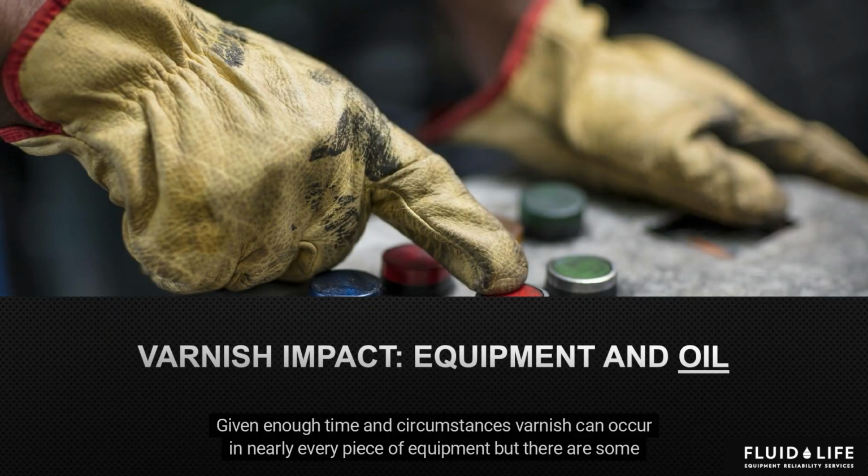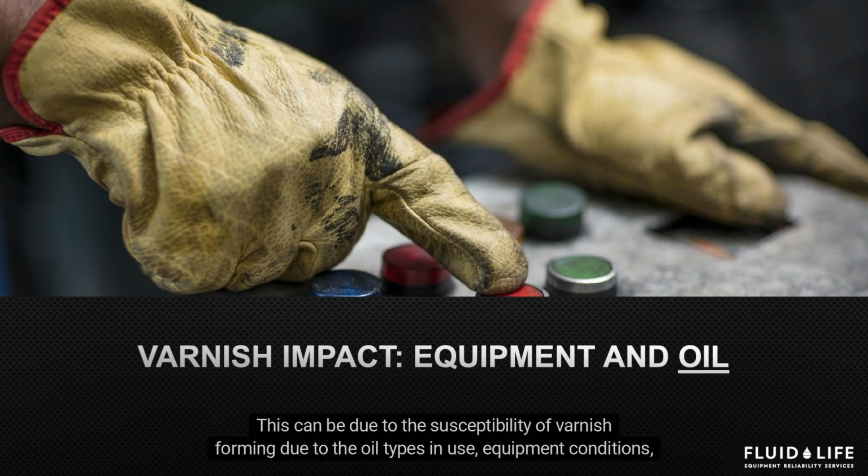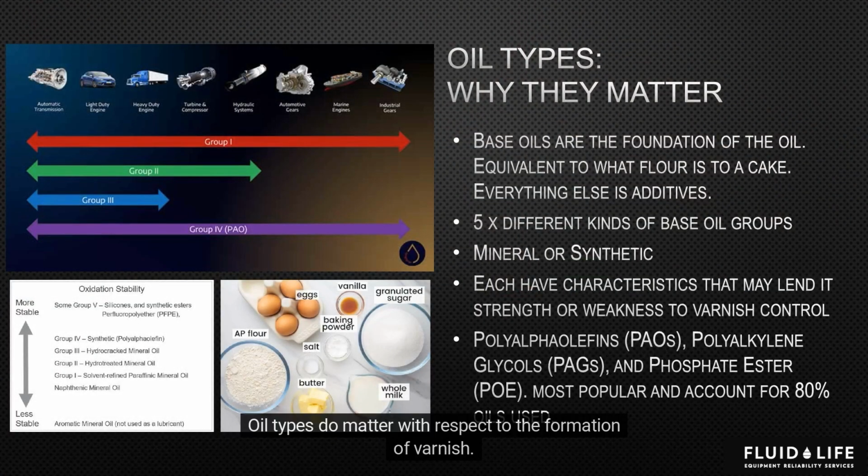Given enough time and circumstances, varnish can occur in nearly every piece of equipment, but there are some where varnish proves to be a larger problem. This can be due to the susceptibility of varnish forming due to the oil types in use, equipment conditions, or problems posed from an operation standpoint due to the criticality of the equipment. Oil types do matter with respect to the formation of varnish.